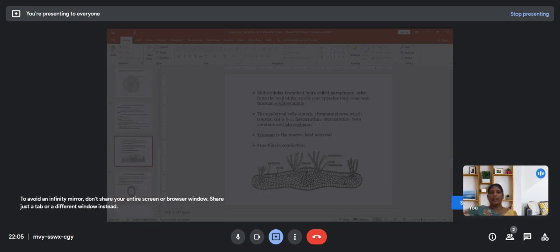So, what is the function of the epidermis? The epidermis cells contain chromatophores, which contain chlorophyll a, c, flavoxanthin, diatoxanthin, beta carotene, and fucoxanthin. Fucosan is a reserve material. The function of the medulla is conduction. The multicellular branched hairs called paraphyses are also seen on the wall of the sterile conceptacles as they come out through the cryptostomata. So this is about the internal structure of the sargassum. Thank you.